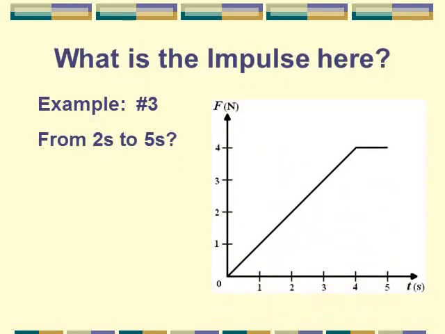So we're going to run through an example from 2 to 5 seconds. You can see at 2 seconds it's at 2 newtons, and at 5 seconds it's at 4 newtons. So it's not a constant force the entire time. We're going to have to take the area under the curve in order to determine the impulse.